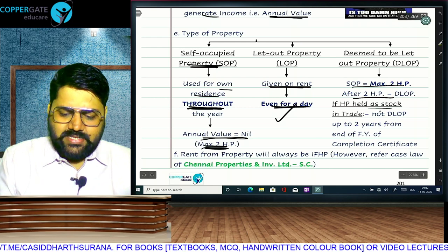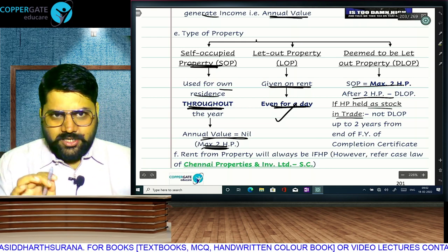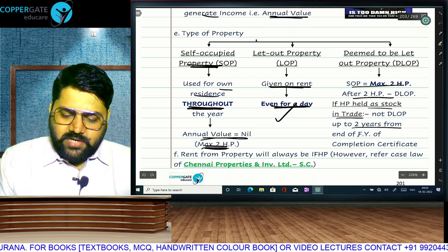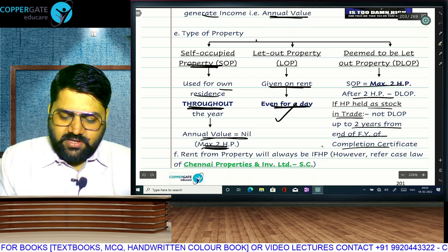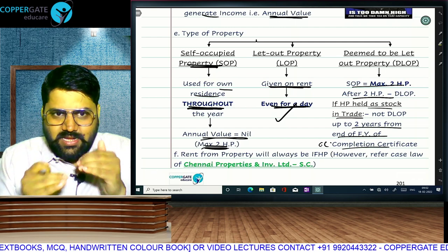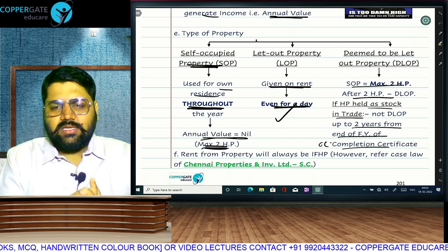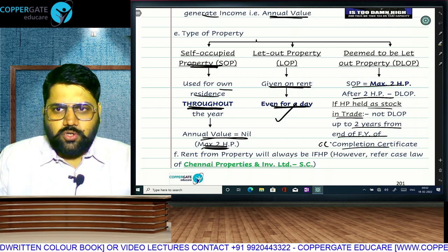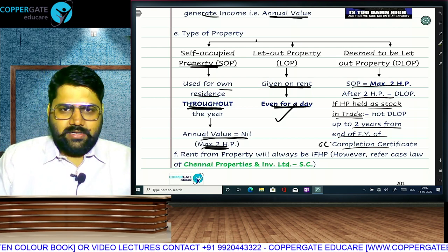And if the property is held as stock in trade, then initially DLOP provisions will not get attracted. But after 2 years from the end of the year of CC, the completion certificate received from the municipal corporation, so you receive CC, end of that year and 2 years. After that, even stock in trade, developers who are not selling their property, even stock in trade will be treated as deemed to be let out property.